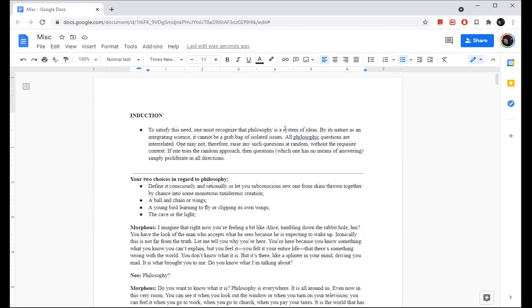Doesn't that apply to every subject though, too, right? If I study psychology and I don't have a requisite context that I accept, then all my questions will proliferate everywhere. This issue is not unique to philosophy.